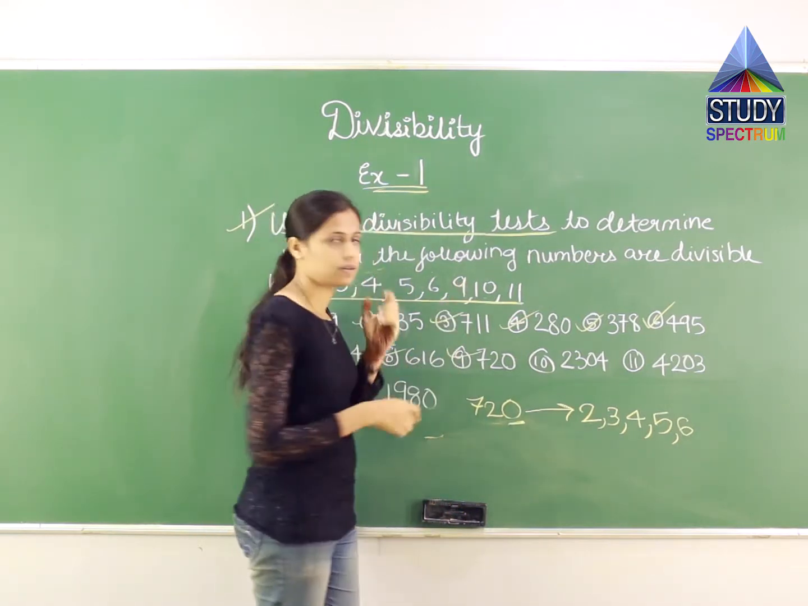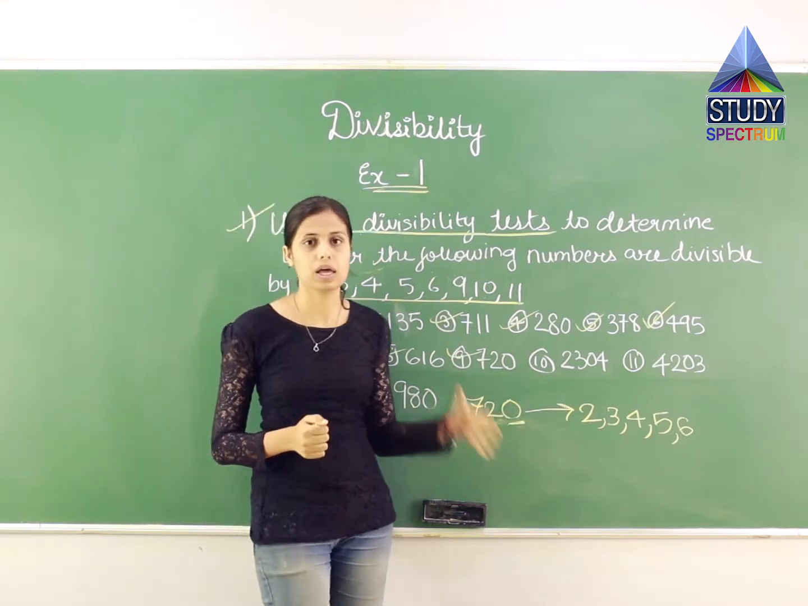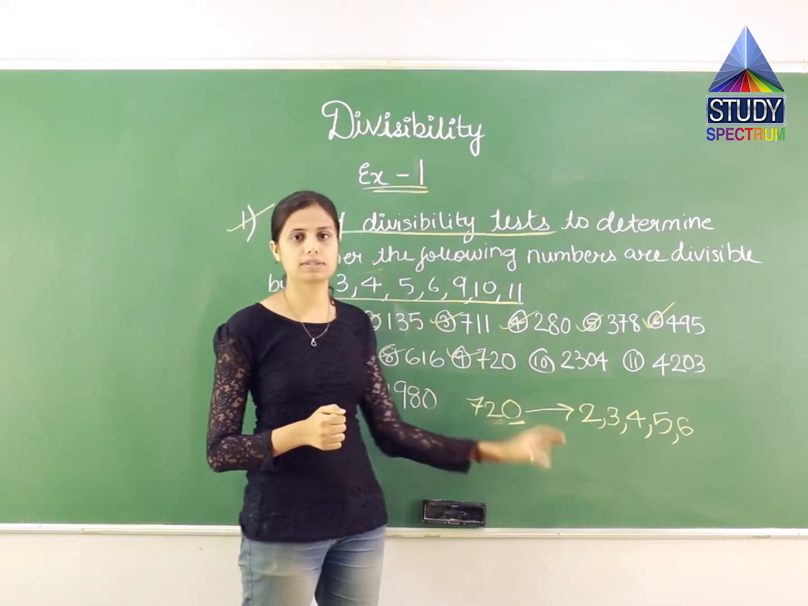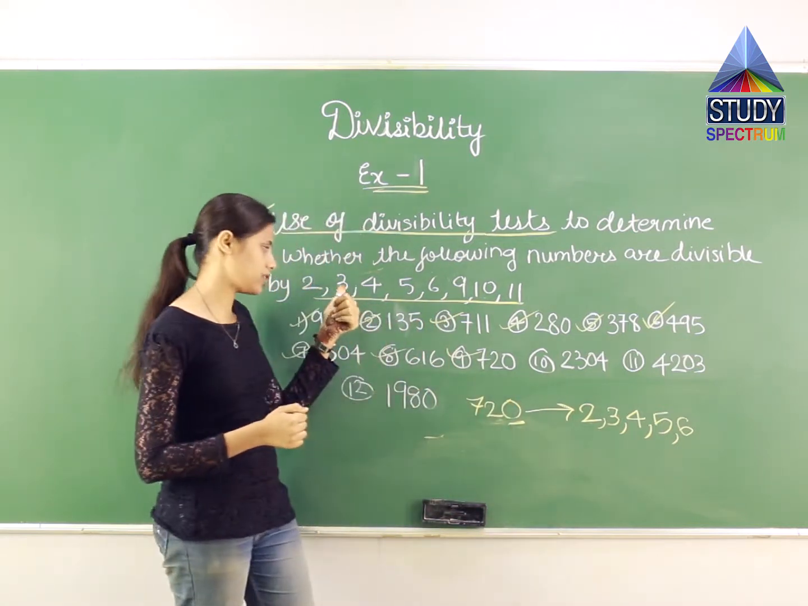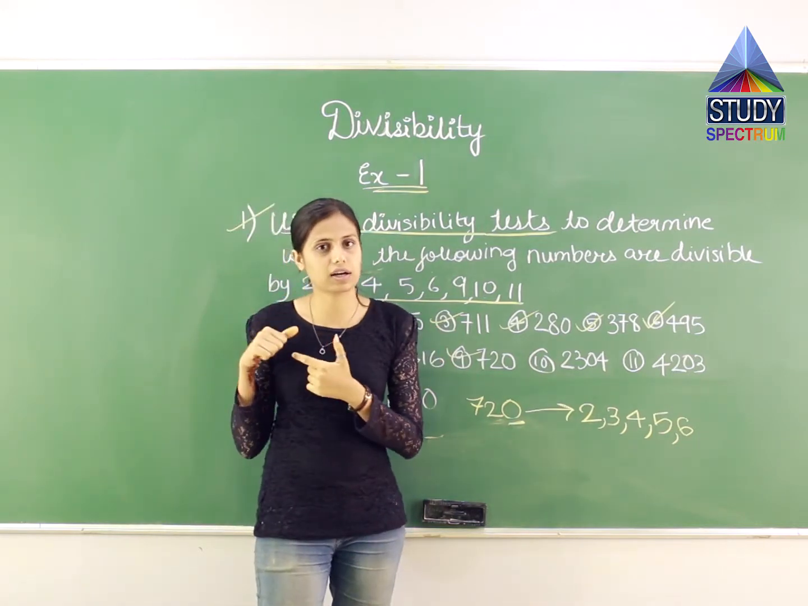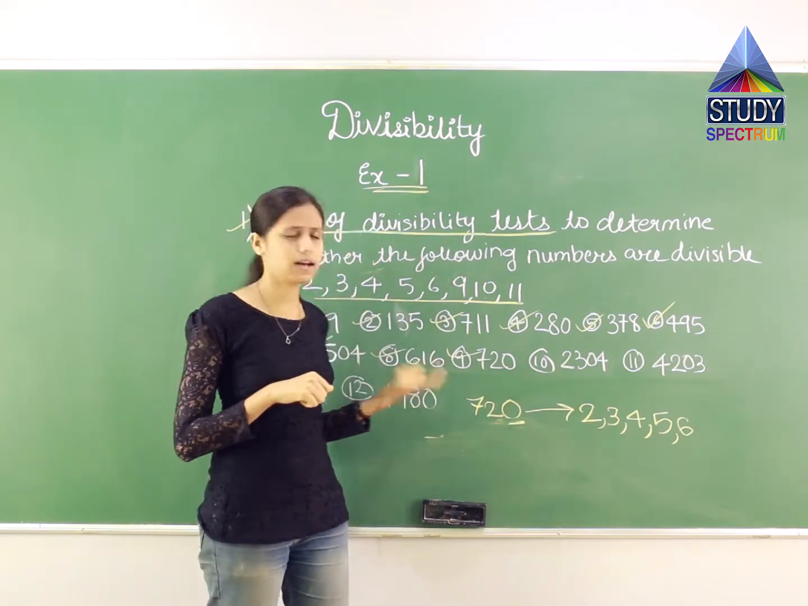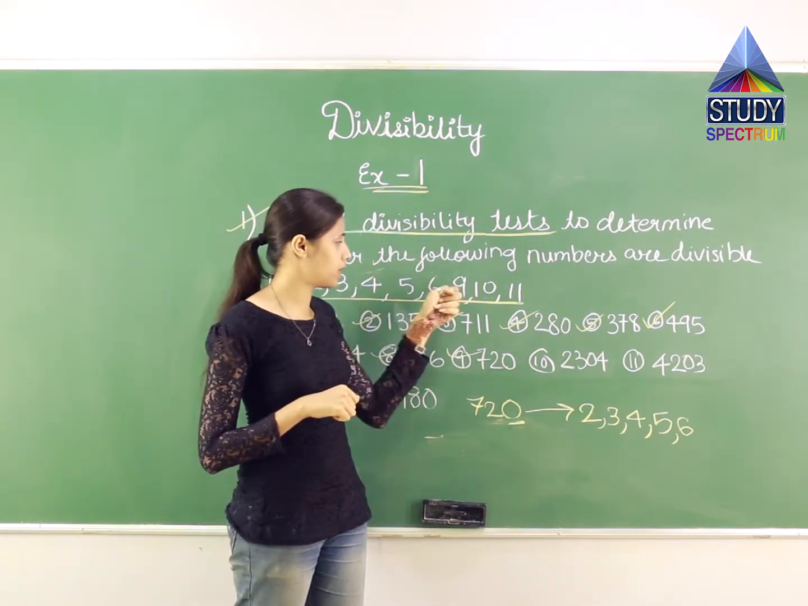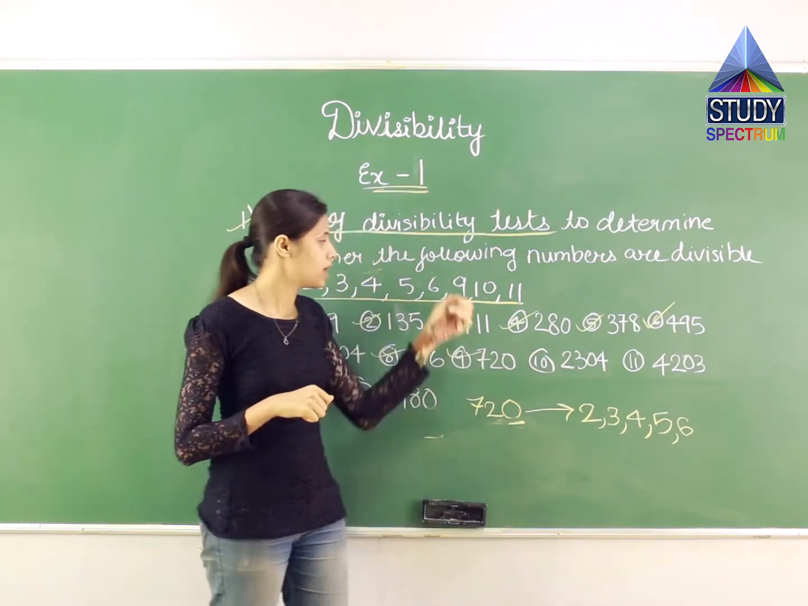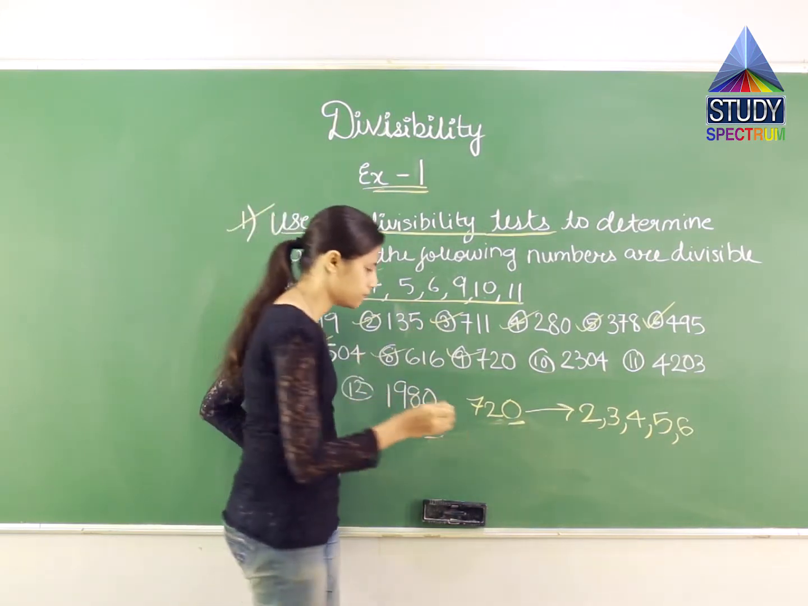Now 9. For test of divisibility by 9, I'll add all the numbers. If the sum is divisible by 9, then the entire number will be divisible by 9. Like test of divisibility by 3. Summation find करना और हम 3 के साथ check कर रहे थे कि 3 से divisible है कि नहीं. If it was divisible by 3, then the entire number was divisible by 3. Same over here, I'll check. I'll add all the digits. If the summation is divisible by 9, then the entire number will be divisible by 9.